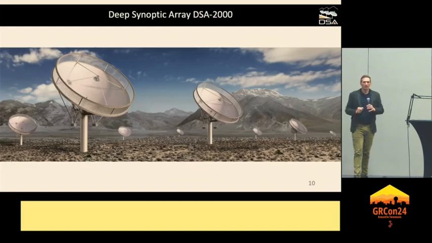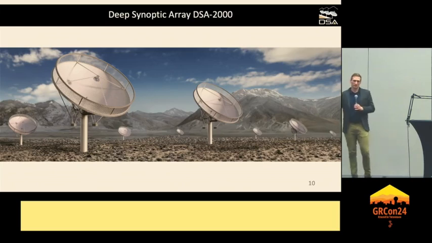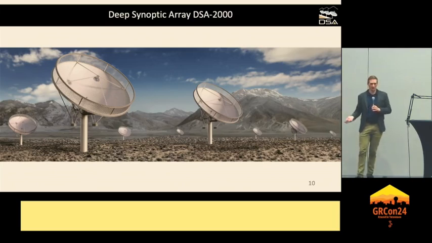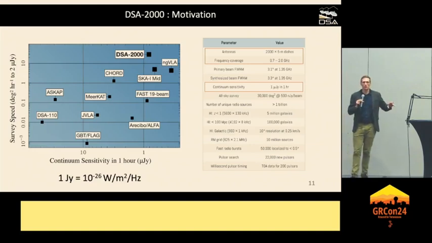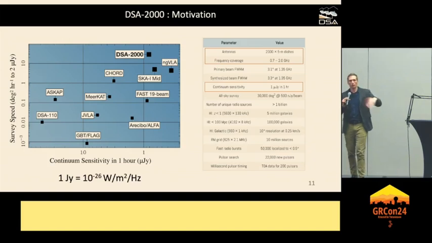But then it's achieved, it works, it's operational, and now our next challenge is the Deep Synoptic Array 2000, DSA-2000. So this time, it's no longer 110 antennas, it's 2,000 antennas. And the scientific motivation for this telescope is to be a survey instrument. There's another paradigm shift happening in radio astronomy, which is instead of building telescopes that are what's called PI-driven, which means as an observer, as an astronomer, I can apply for time on a telescope, and I say, okay, I want to do this kind of science.